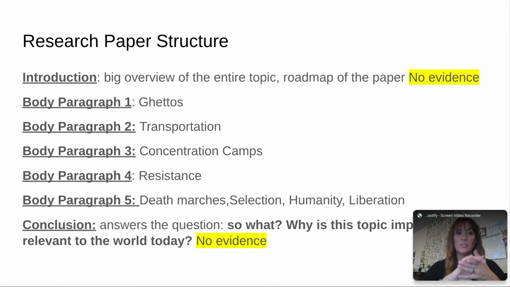Hey, honeys, today we are going to work on our research paper introduction and the conclusion. So you should have your 5 body paragraphs, which follow this outline. Our introduction is going to be a big overview of the topic and a roadmap for your paper.